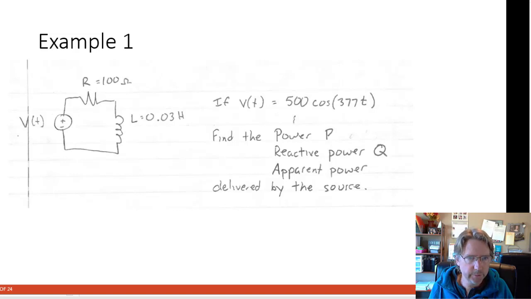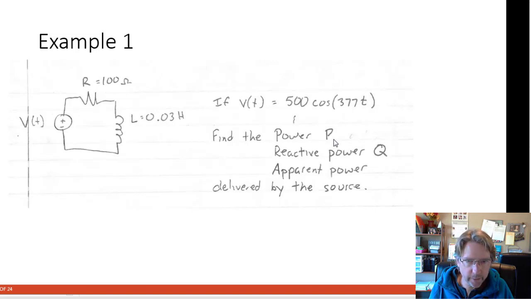All right, so let's do some examples. In this first example, we've got a voltage source connected to a resistor and an inductor with some values here. The voltage is 500 cosine 377t. 377 is the frequency, omega, which is 60 hertz. So it's a common power number in radians per second.